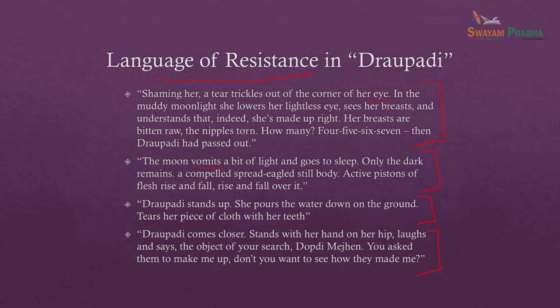This word is not something which is disappointing. This is something which makes you feel awkward. The moon vomits a bit of light and goes to sleep, as if the moon is drunk. Only the dark remains, a compelled spread-eagled still body. Active pistons of flesh rise and fall over it. This is the symbolic representation of the way Draupadi is molested and raped throughout the night.